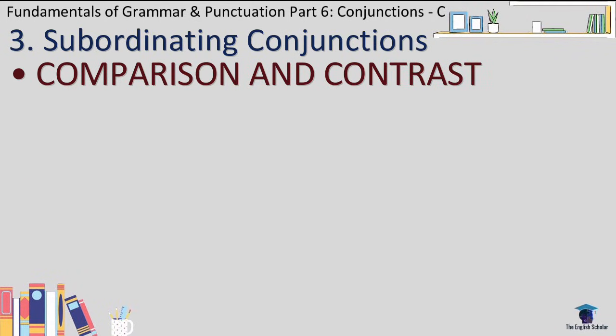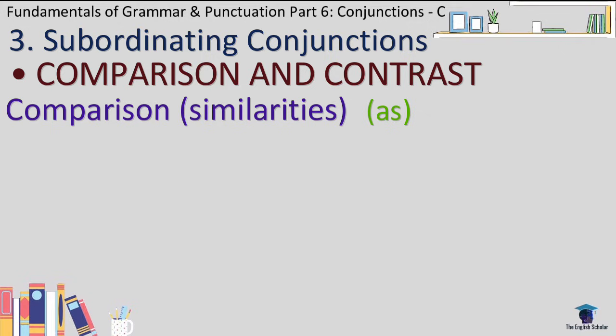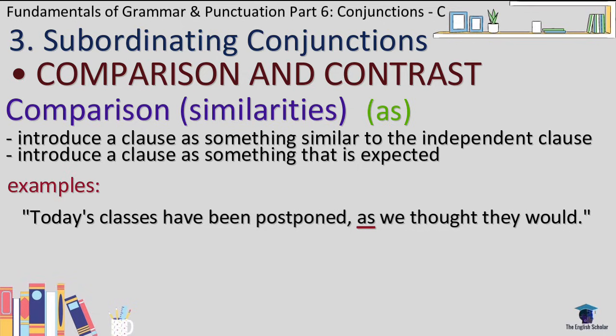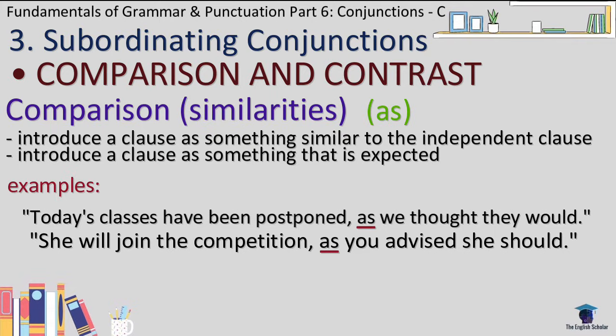Comparison and contrast. We use the subordinating conjunction as to introduce a clause as something similar to the independent one, or something that is expected. Example: today's classes have been postponed as we thought they would. She will join the competition as you advised she should. We can remove the commas too, and they will still be correct, but they are better off with commas.